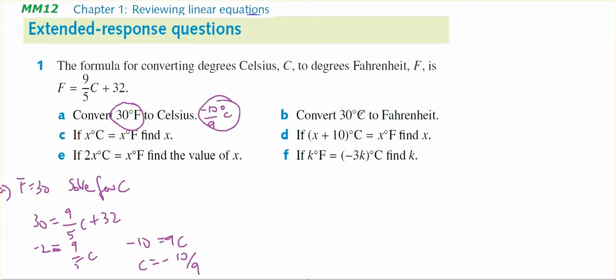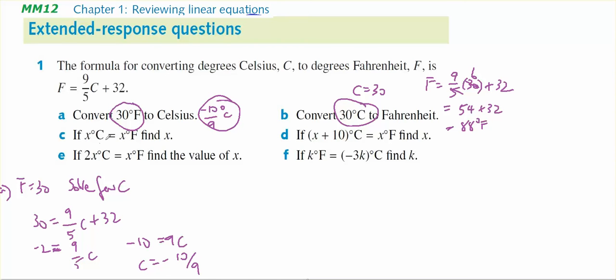Part B, convert 30 Celsius into Fahrenheit. So C equals 30, solve for F. So in the second one, F will equal 9 on 5 times 30 plus 32. 5 cancels with 30, 9 sixes are 54, plus 32. It's 86 degrees Fahrenheit is what 30 degrees Celsius is.